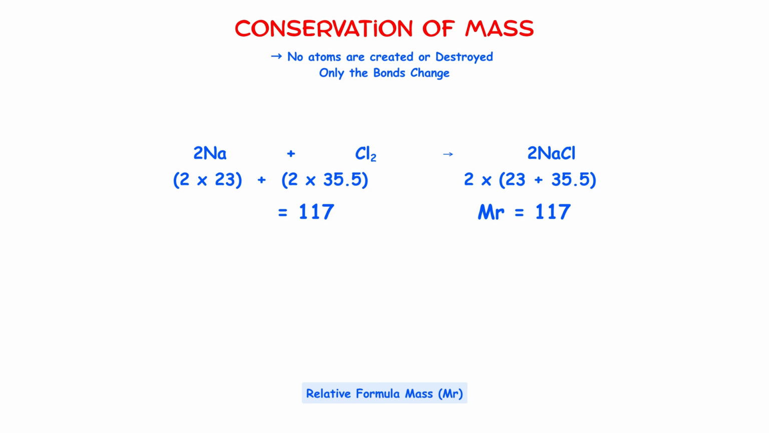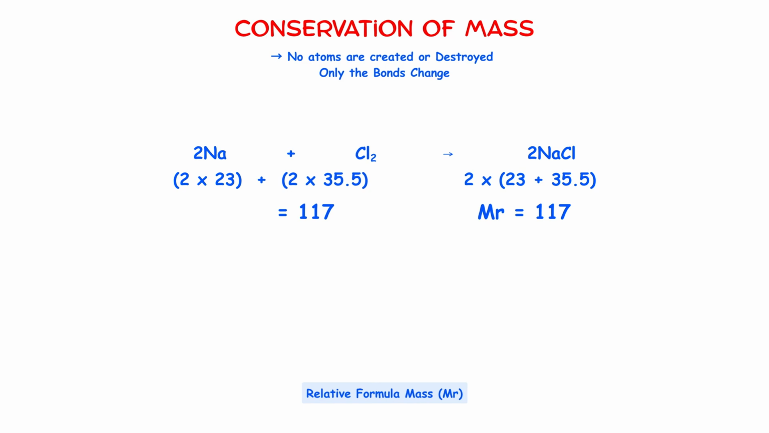We can also verify that mass is conserved by checking the total relative formula masses of the substances involved on each side of the reaction. On the left side of the reaction, we have two atoms of sodium, each with a relative atomic mass of 23, giving us a total of 46, and two atoms of chlorine, each with a relative atomic mass of 35.5, giving a total of 71. When we add those together, we get 117.